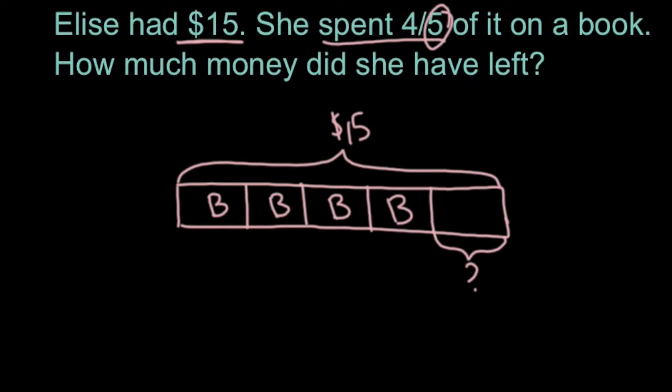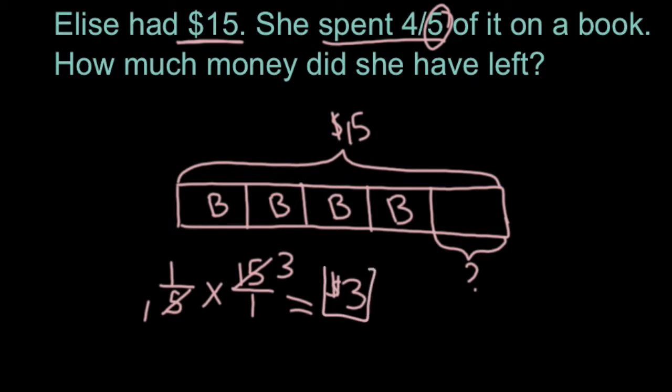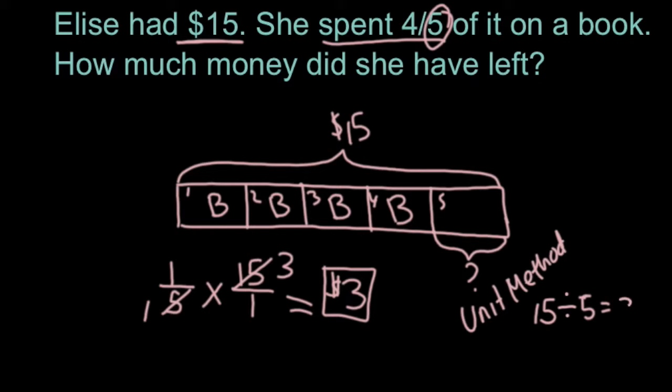So I want to find 1/5 of, which means times, 15. I can cross cancel here. Both are divisible by 5. And when I solve, my answer would be $3. You may have also used the unit method to solve this. If you solved it using the unit method, you knew that the whole amount was 15, and you divided by the total number of parts, which was 1, 2, 3, 4, 5, and you also got $3.